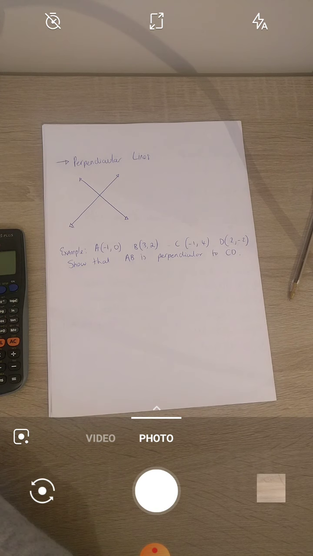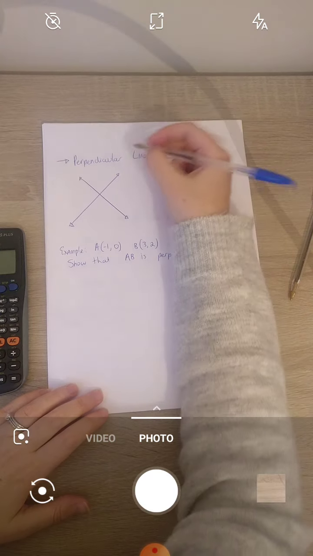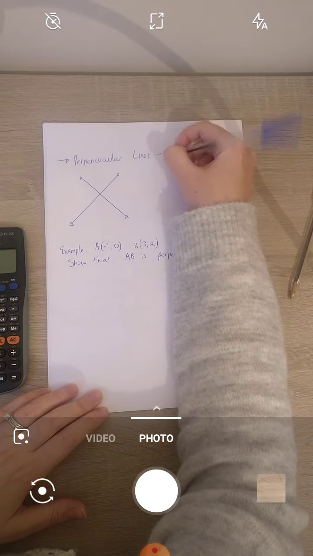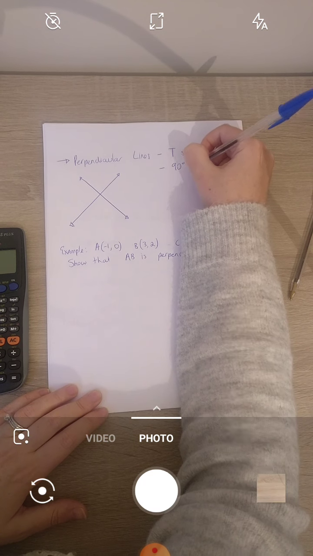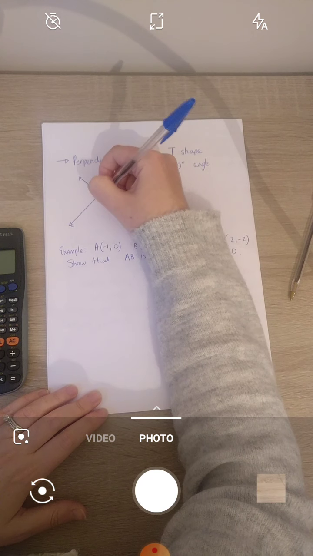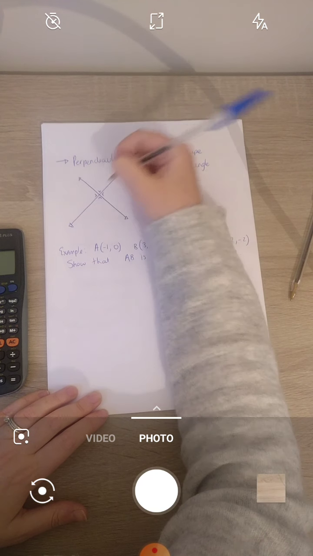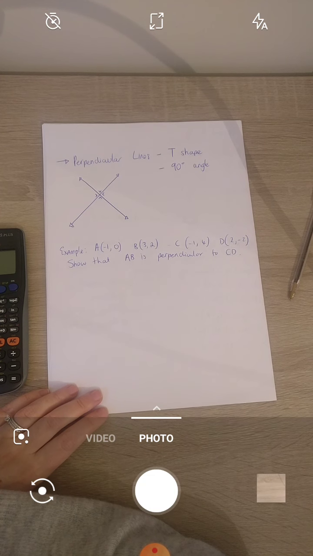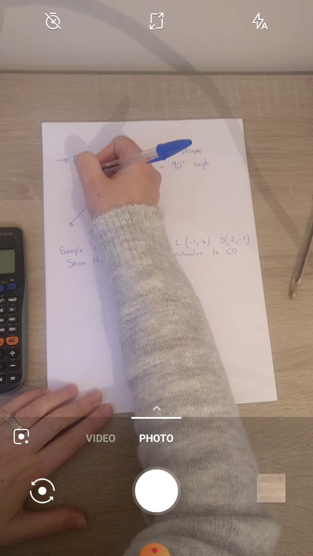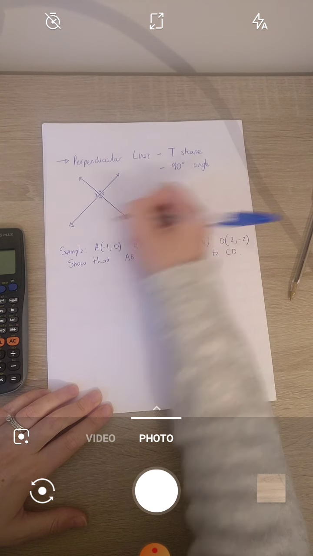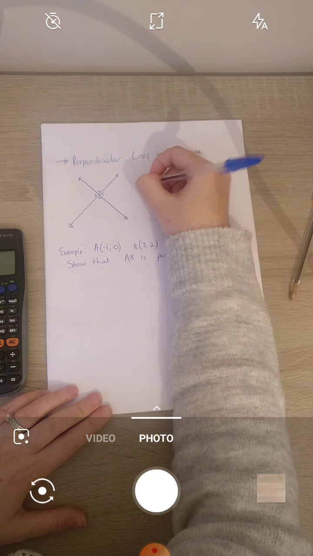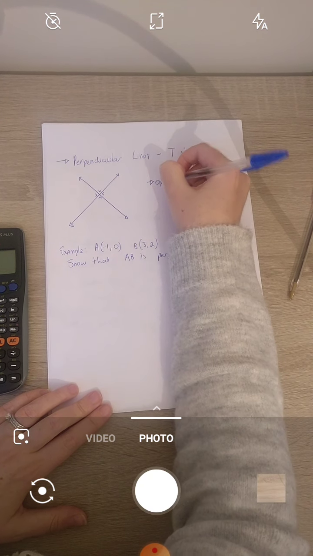Okay, perpendicular lines. Okay, perpendicular lines are going to be T-shape and form a 90-degree angle. Okay, so 90-degree angle here if these are perpendicular. Now, perpendicular lines, okay, we can see there will be a negative line and a positive line. So these actually have opposite slopes.